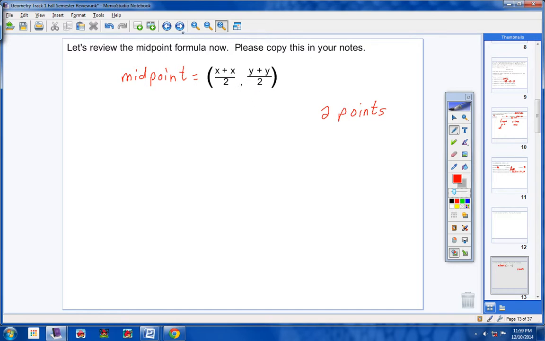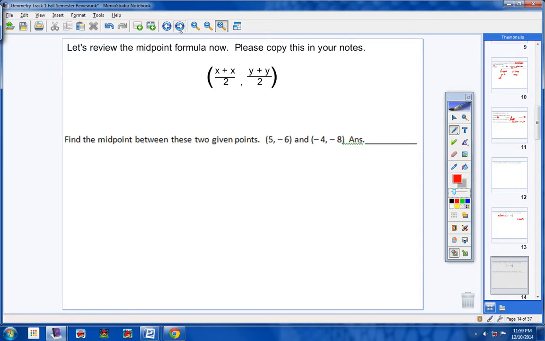Okay, so here we go. Please copy this problem in your notes. Find the midpoint between these 2 ordered pairs here. Find the midpoint between those 2 ordered pairs. You can work ahead or you can watch me. That's up to you. Okay, remember, this is your X, this is your Y, this is your X, this is your Y. So here we go. X plus X, 5 plus negative 4.